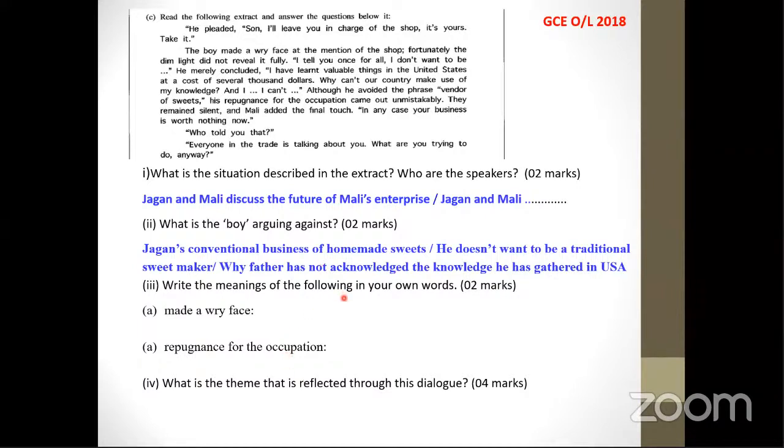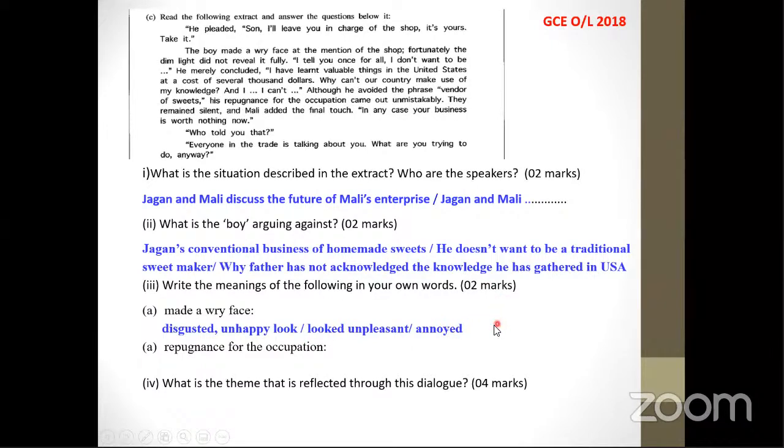Made a wry face. What is it? What do we understand? Disgusted, unhappy look, looked unpleasant, annoyed. You see: made, disgusted, looked, annoyed. Remember tense. Wry face means this is disgusting, a look of disgust, unpleasantness, annoyance, right?